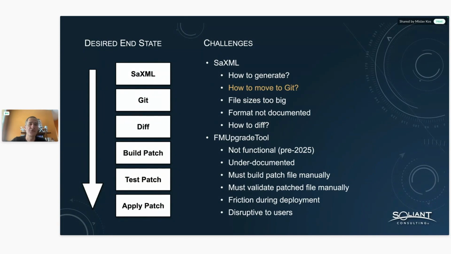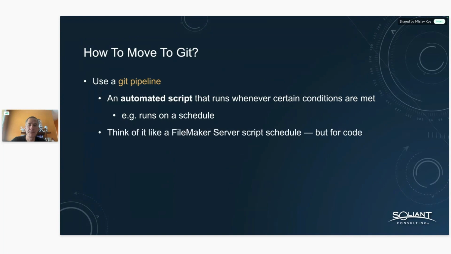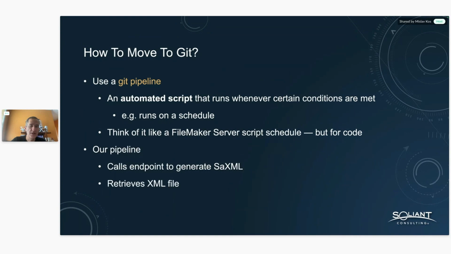And so for this, we use a pipeline, a Git pipeline. And in case you're not familiar with those, it's essentially like an automated script that runs either when you tell it to run or on a schedule or based on some conditions that are met. So you can think of it as a FileMaker server script schedule, but instead of doing operations on record data, it's doing operations on code. And our pipeline calls our endpoint in each of the target database files to generate the XML, to retrieve it, and then it commits it into Git.